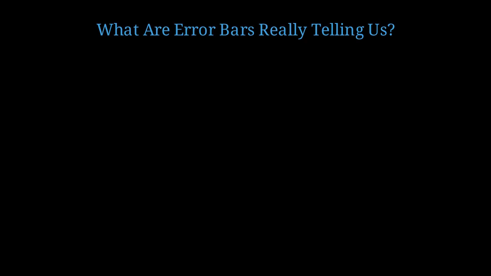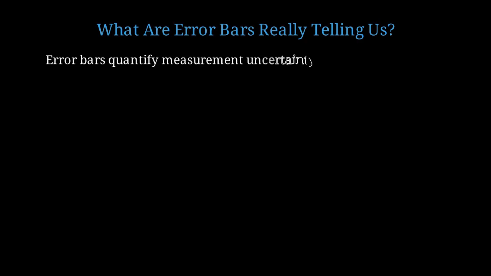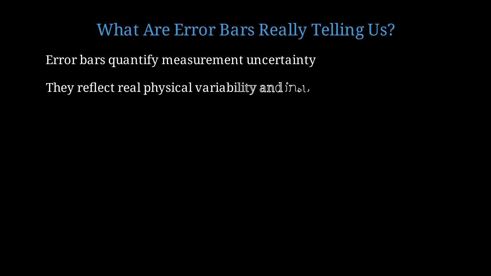First, let's understand what error bars actually represent. Many students think error bars are signs of mistakes or bad technique, but that's not correct at all. Error bars quantify the uncertainty in your measurements. They tell your reader how confident you can be in the reported value. They reflect two main sources: real physical variability in the system you're measuring, and limitations of your measurement instruments.